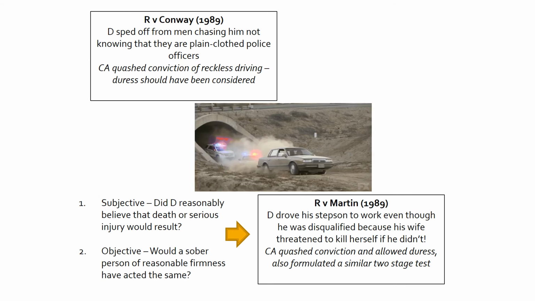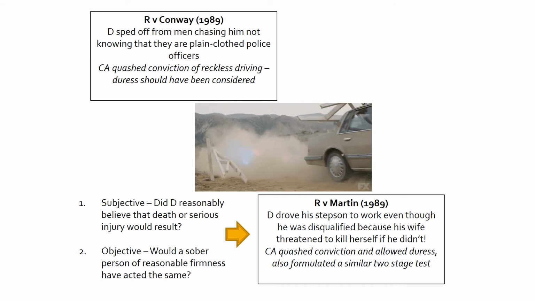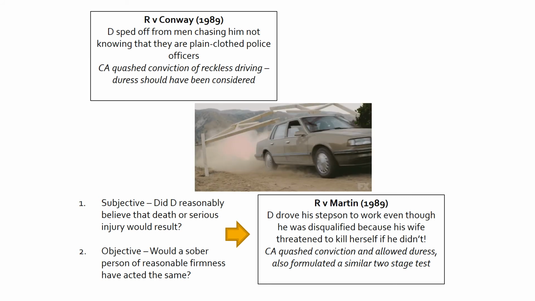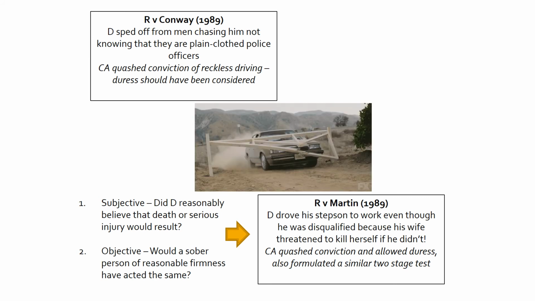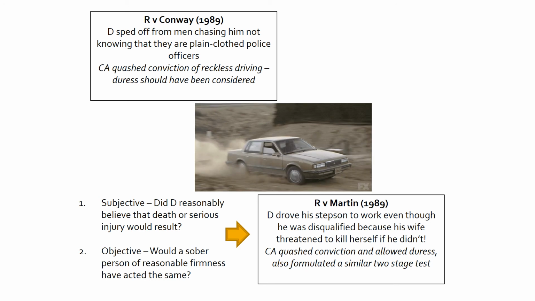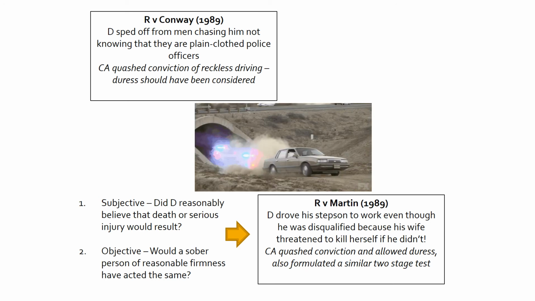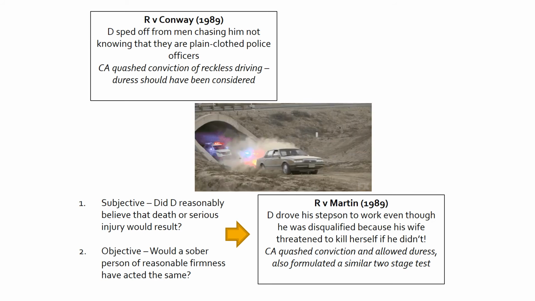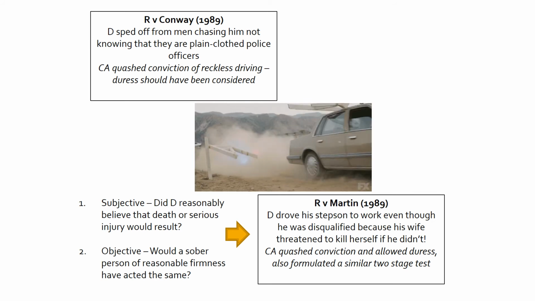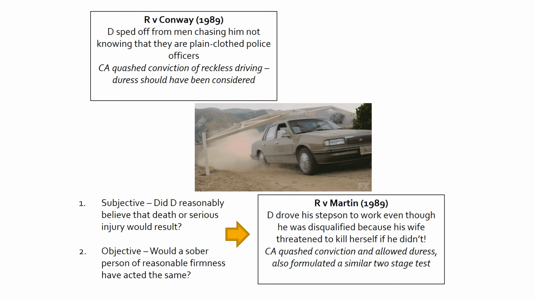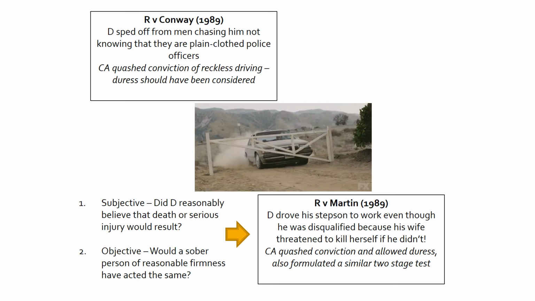So you've got your first layer of subjectiveness. Did the defendant believe that death or serious injury would result? Were they compelled or impelled to act? Secondly, if so, would a sober person of reasonable firmness have acted in the same way? So very, very similar, almost identical test there.